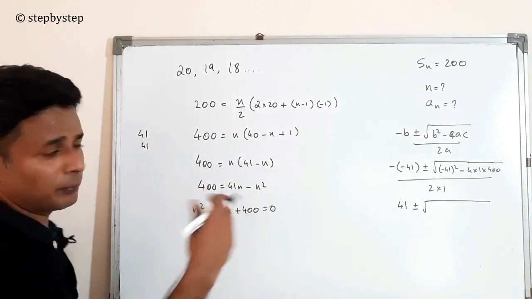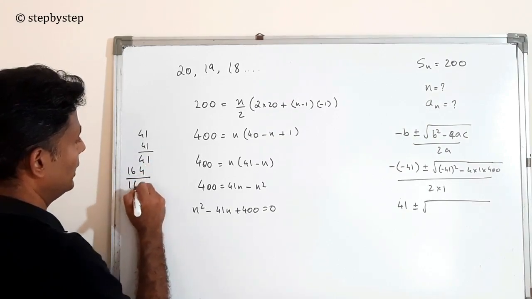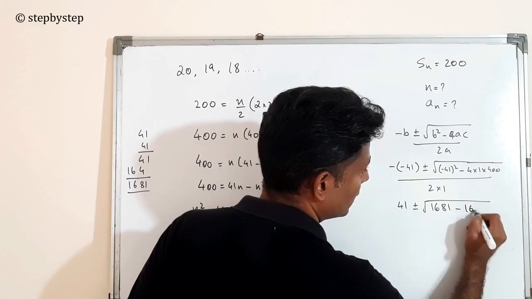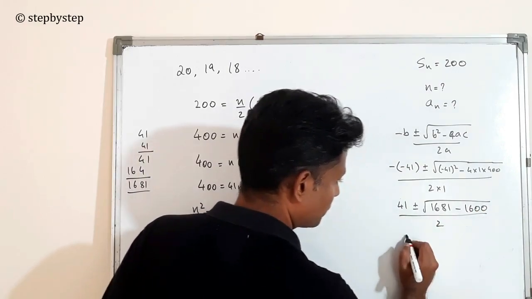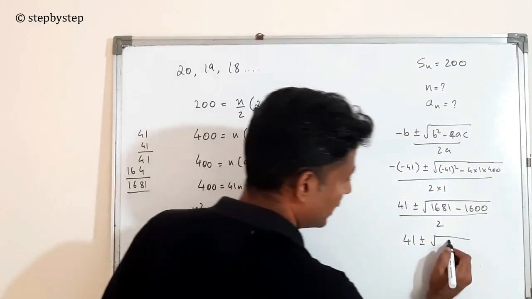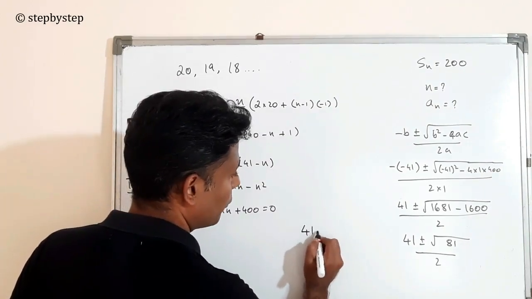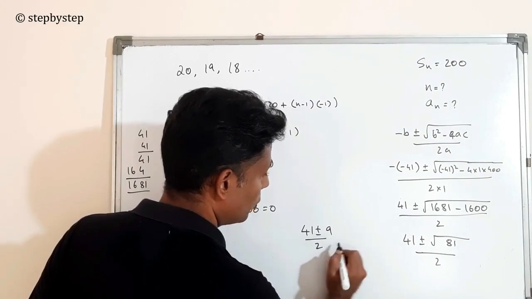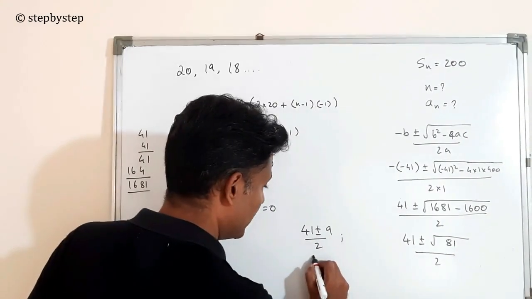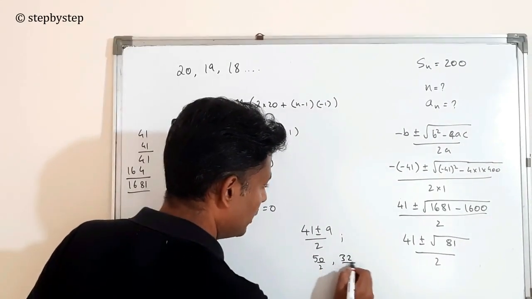41 into 41, minus square becomes plus, so 41 into 41, 1681, minus 4 into 400 is 1600, by 2. So I get 41 plus or minus root of 1681 minus 1600 is 81, by 2. So I'll just continue it here. I'll get 41 plus or minus 9 by 2. So 41 plus 9 and 41 minus 9 by 2. So I'll get 50 by 2, and 41 minus 9 is 32 by 2.